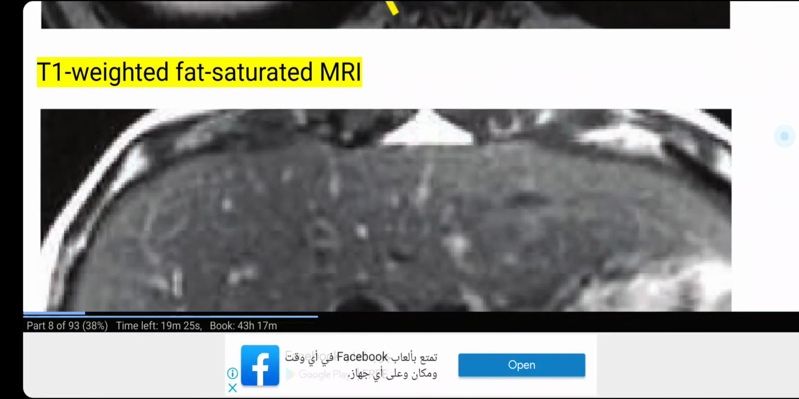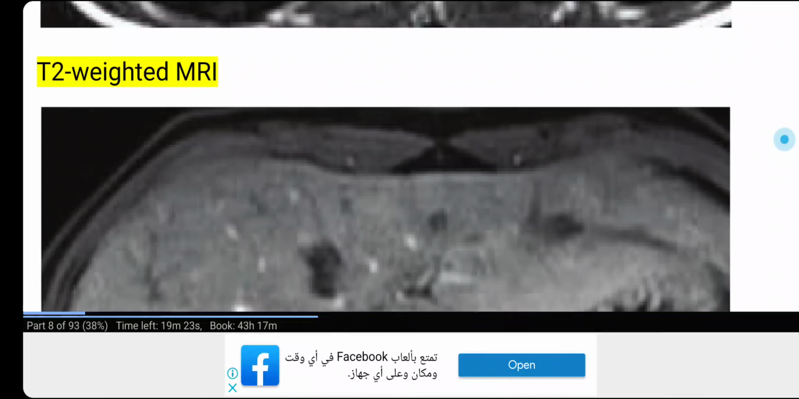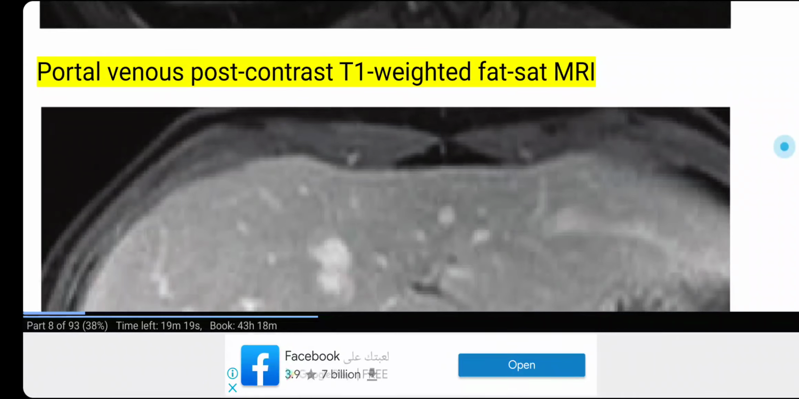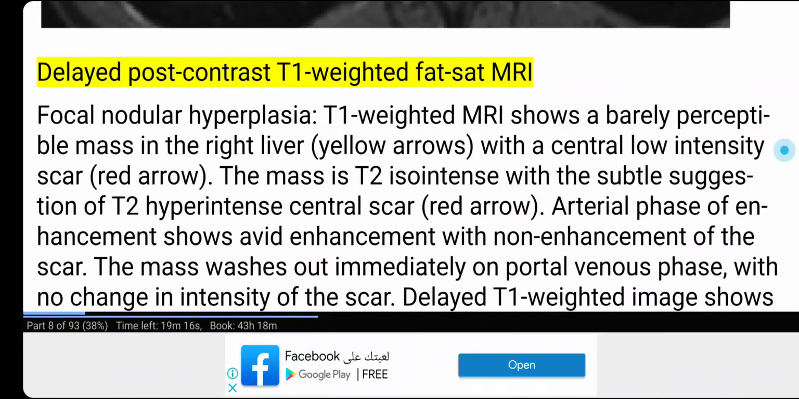T1 weighted fat saturated MRI. T2 weighted MRI. Late arterial post-contrast T1 weighted fat sat MRI. Portal venous post-contrast T1 weighted fat sat MRI. Delayed post-contrast T1 weighted fat sat MRI.